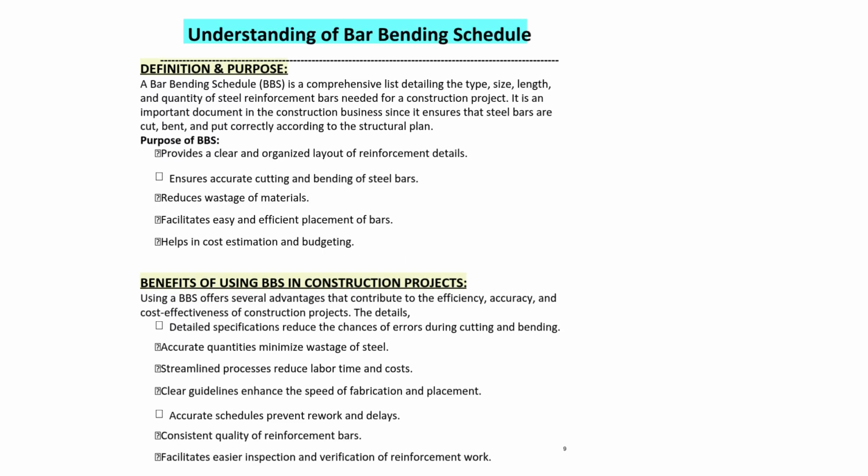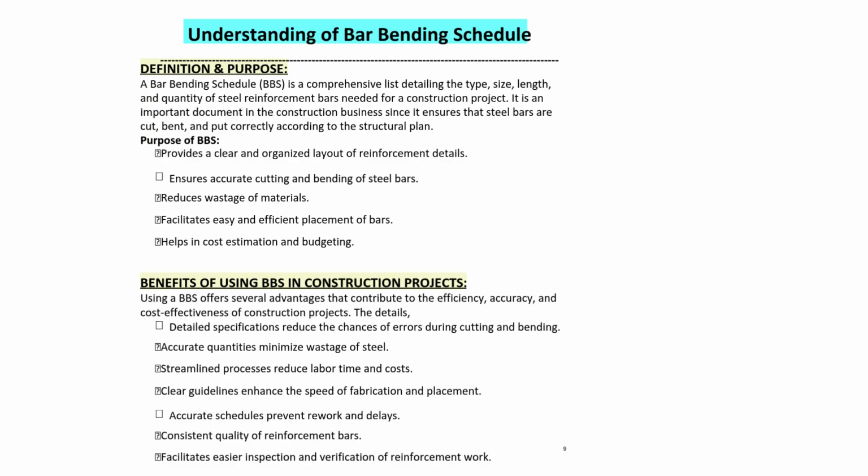Chapter 2. What is bar bending schedule, BBS? BBS is a list of steel bars used in a construction project. It shows type, size, length, number, and shape of each bar. Helps in cutting, bending, and placing the bars correctly as per drawing. Why BBS is important. Gives a clear plan for steel work. Helps in accurate cutting of bars. Reduces steel wastage. Makes bar placement faster and easier. Useful for budgeting and cost control.